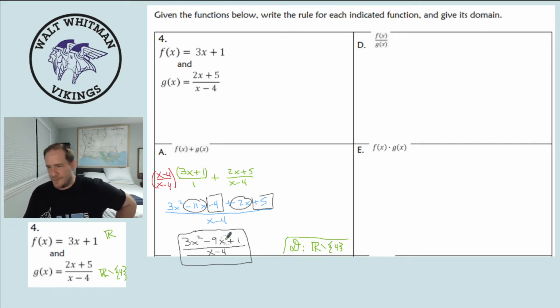So somewhat disappointingly, that's our final answer. We can already see that domain restriction of 4. We would have picked that up easily. The numerator is not factorable because 3 times 1 is 3, and there's no factors of 3 that give 9. So pretty simple math, pretty simple domain. Moving on.